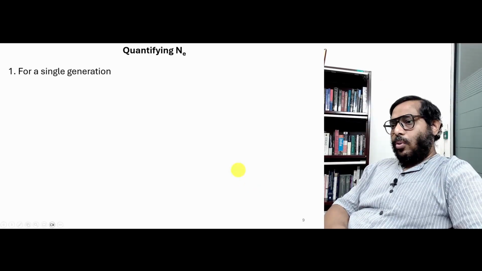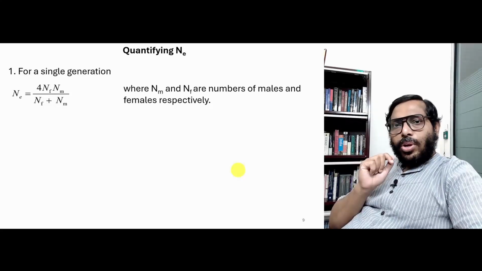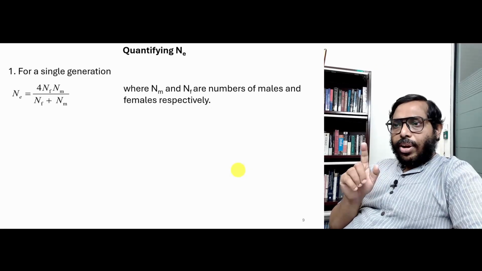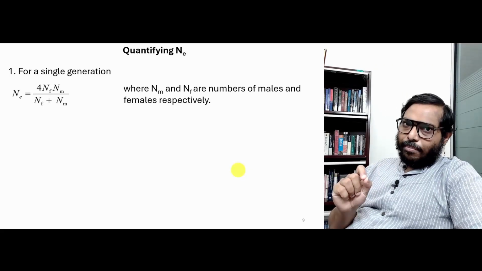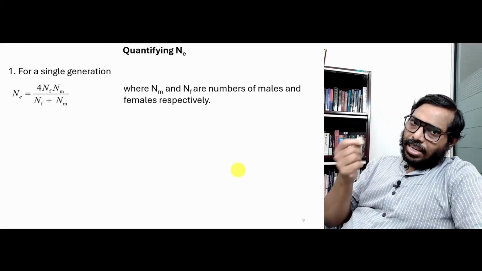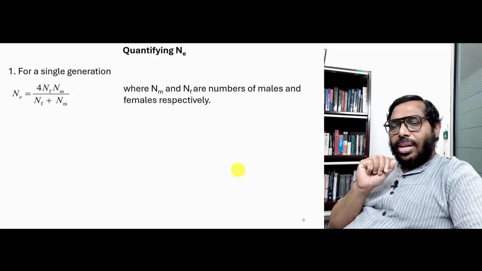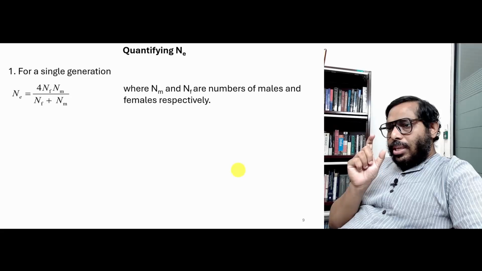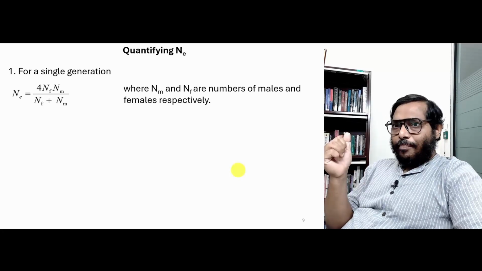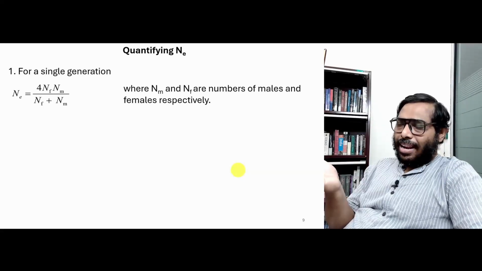So, if you have a scenario like this, then typically for sexually reproducing organisms, the formula is given like this: effective population size Ne equals 4 Nf Nm divided by Nf plus Nm, where Nf is how many females are there and Nm is how many males are there. Now, if you just look at this expression, certain things should be very clear to you. You can see that what you have in the numerator is a product Nf and Nm, and what you have in the denominator is essentially the total population size Nf plus Nm.